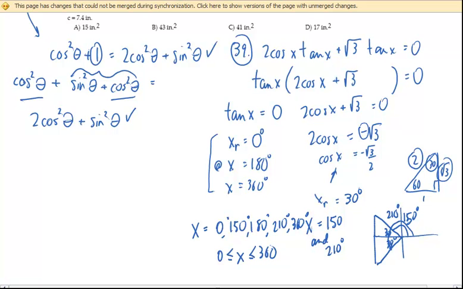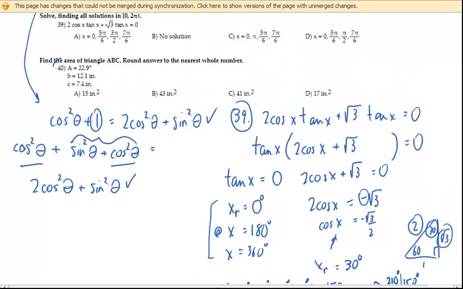I hope this has helped, and I will be starting off with 40 in the next video, but this one switches gears to doing the areas of triangles. So we'll probably switch to other applications of triangles for that. Hope this helped.